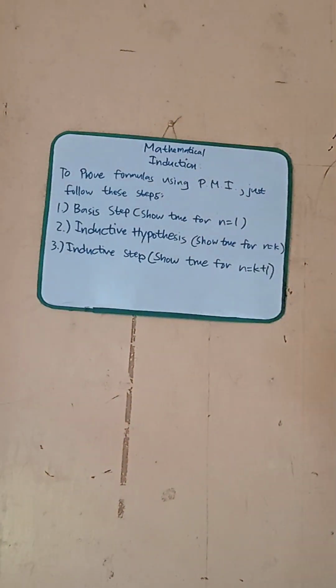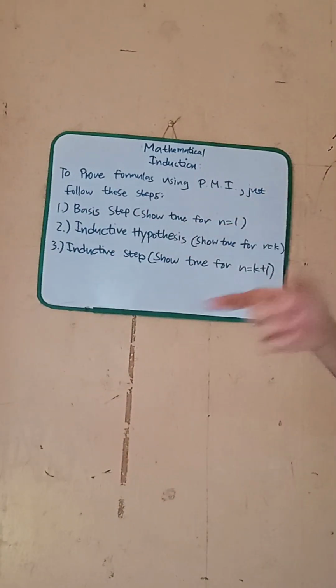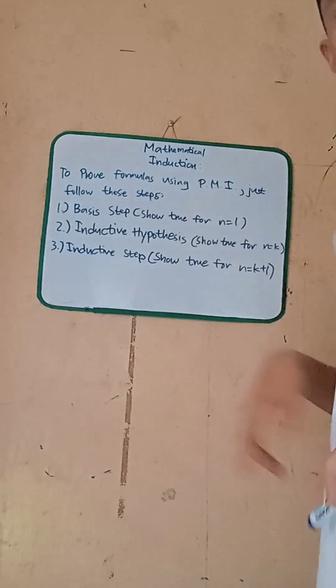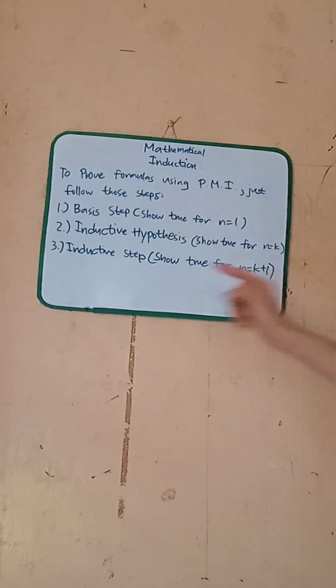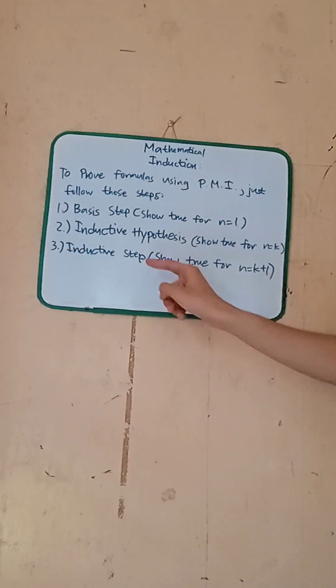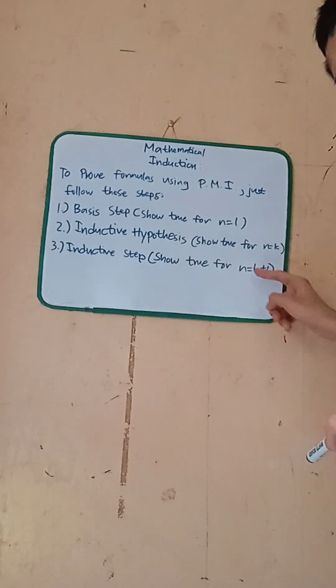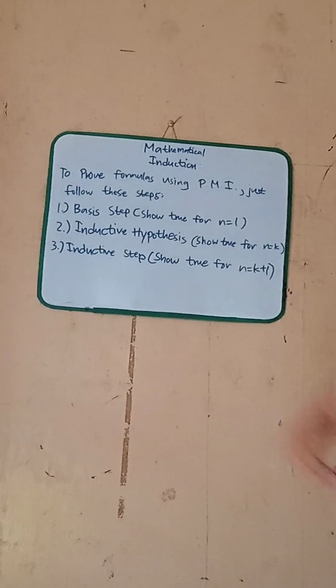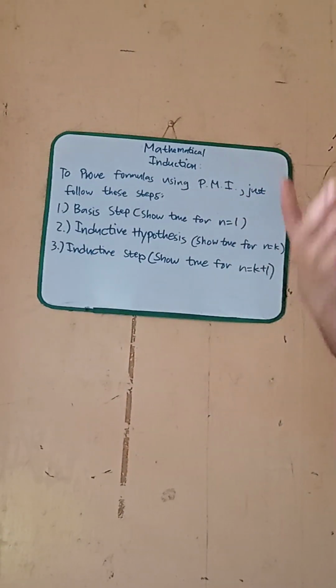First, the basis step. So what is the basis step? You need to show that a formula is true for n equals 1. Second, the inductive hypothesis, in which you're going to make an assumption. I mean, assume it is true for n equals k. And third, the inductive step, where you show it is true for n equals k plus 1, in order to conclude that by using PMI, we prove a certain statement.